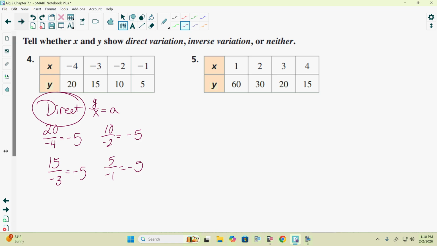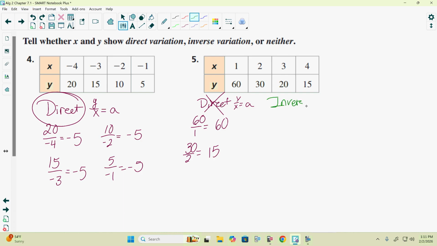Number 5. Our x values are 1, 2, 3, 4. Our y values are 60, 30, 20, 15. Default, we can just try both. We could try direct and do our y over x is equal to A. So 60 divided by 1 is 60. 30 divided by 2 is 15. They're not the same, so we are done. Inverse.